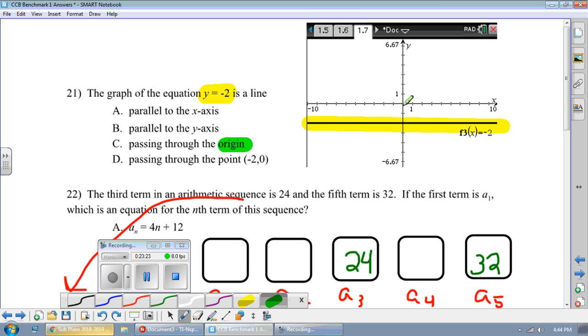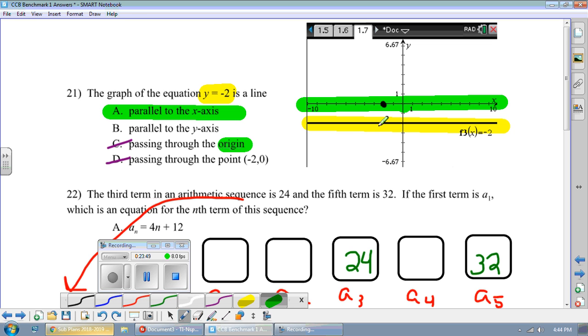Origin means that very center, (0, 0), so definitely not passing through the origin. Or is it passing through the point (-2, 0)? (-2, 0) would be right here, so that's a definite not. So which axis is it parallel to? Well, parallel means like railroad tracks, so this axis right here is parallel, and that is the x-axis.